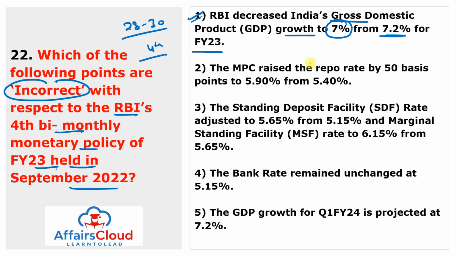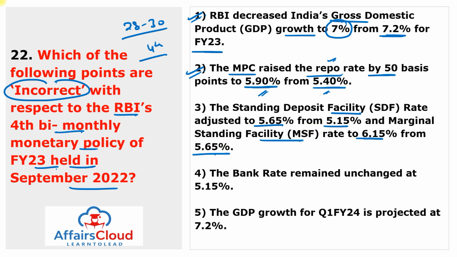This statement is true. Next is Monetary Policy Committee raised the repo rate by 50 basis point to 5.90% from 5.40%. So now the repo rate is 5.90%. Earlier it was 5.40%, and all things are based on the repo rate. So this statement is also true. The standing deposit facility rate adjusted to 5.65% from 5.15%, and the marginal standing facility or MSF rate to 6.15% from the 5.65%.